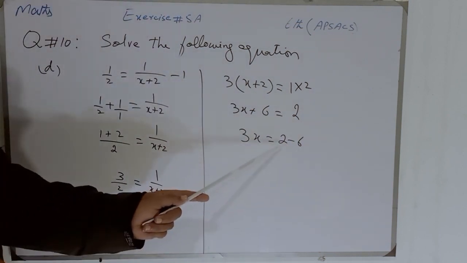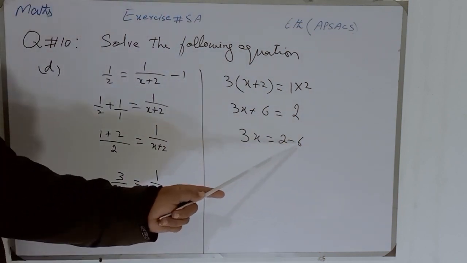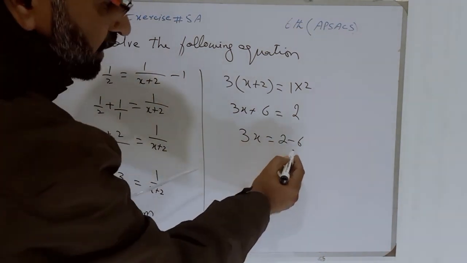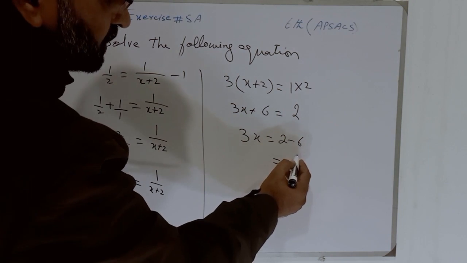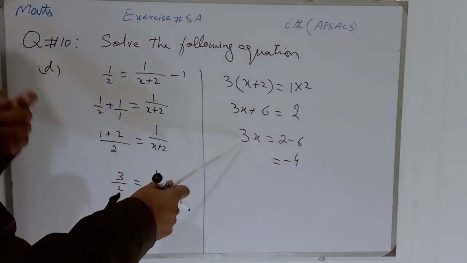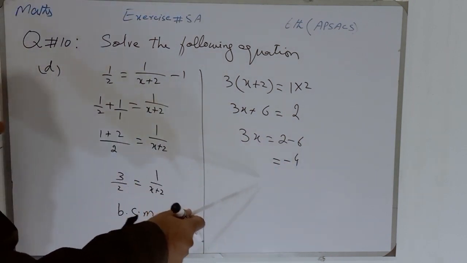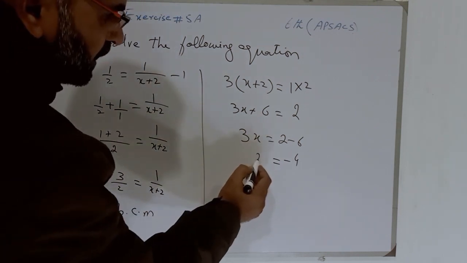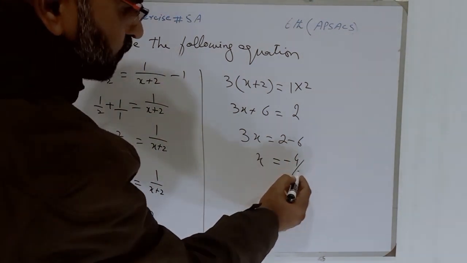On the right side, there are two numbers having different signs. So I will subtract 2 from 6 and put the sign of the greater number, that is 6. So it will be minus 4. And 3 is multiplying with x. When we transfer it to the other side, it will divide. So x will be equal to minus 4 over 3.